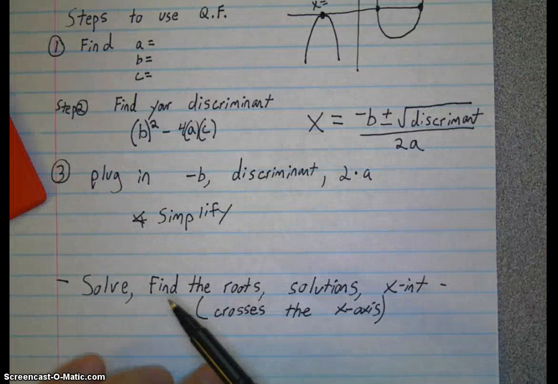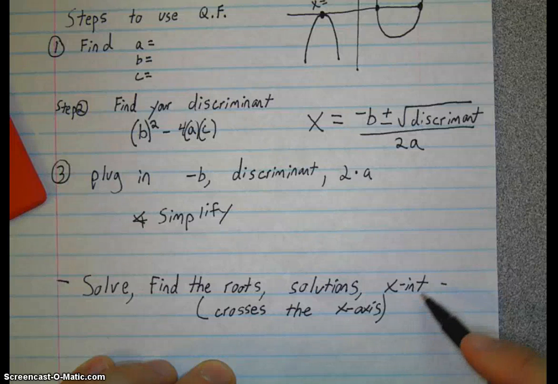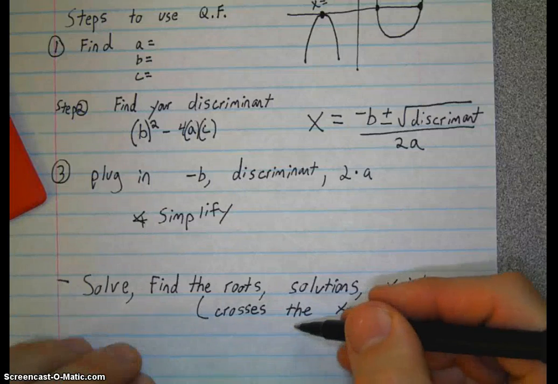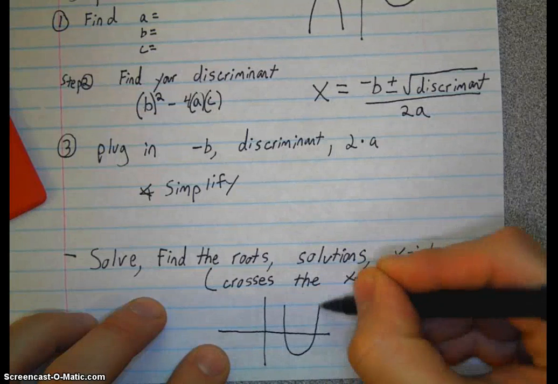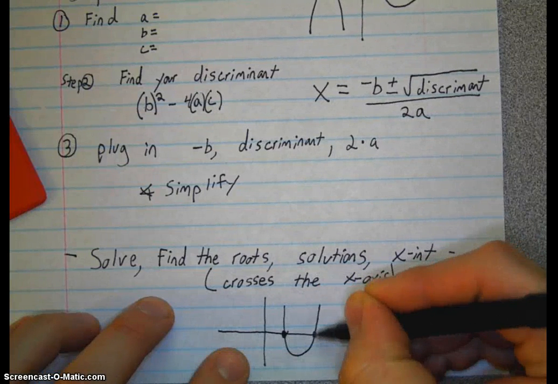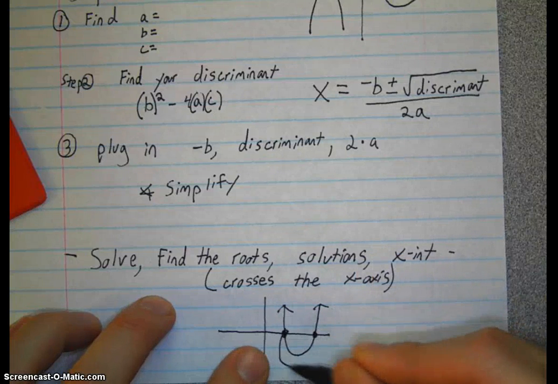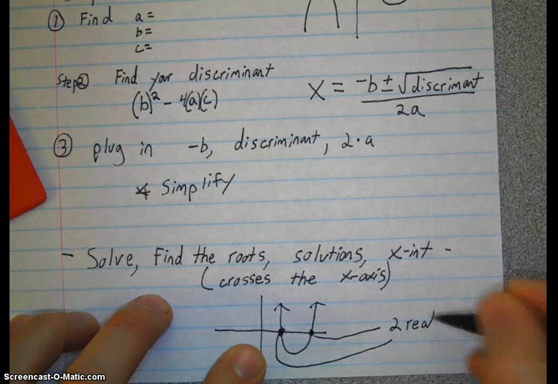So anytime you see solve for, or find the roots, or find the solutions, or find the x-intercept, or find where the parabola crosses the x-axis, you're going to use the quadratic formula. And essentially, by using the quadratic formula, we're finding out where our parabola crosses that x-axis. So right here, this point and this point are my two real solutions using the quadratic formula.